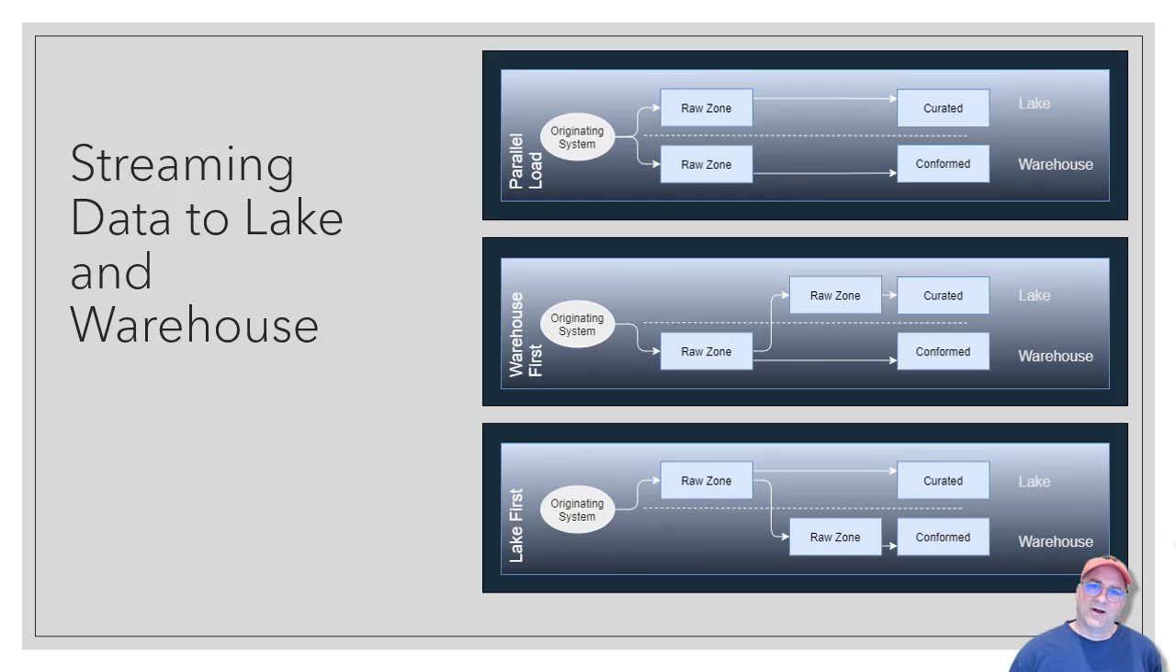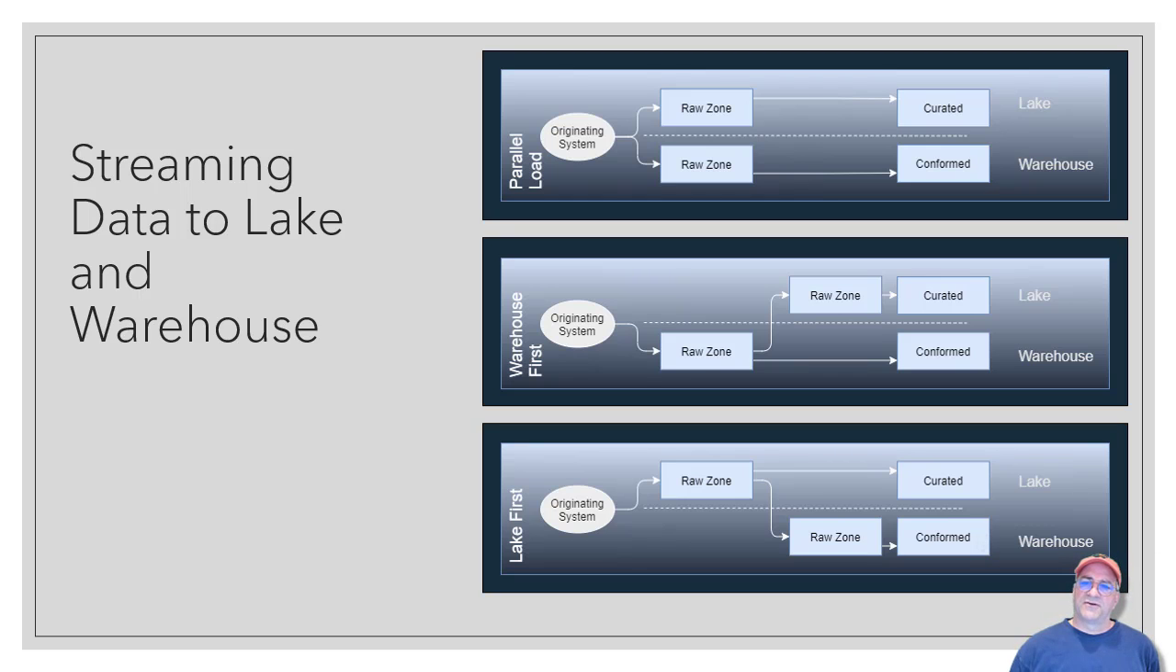So in a parallel load, the originating system puts the data somewhere. In this case, I assumed it was streaming, but it could be anything. You put the data in both the ingestion for the lake, and the warehouse would pull them in simultaneously, and then they would do whatever their internal processes was to push the data down.